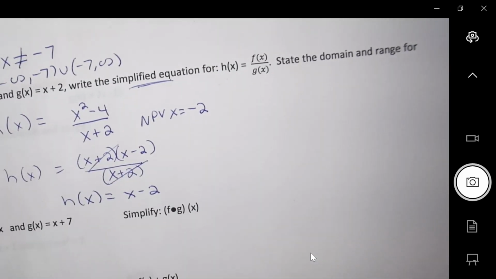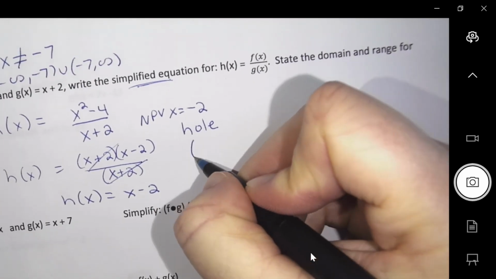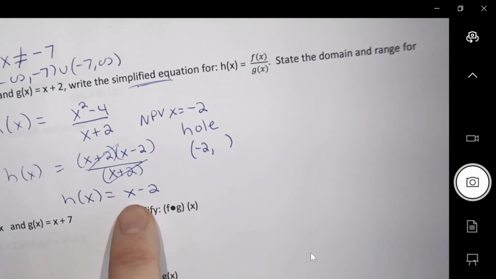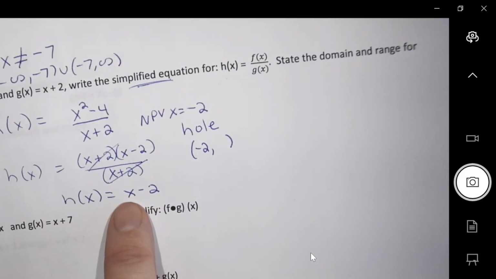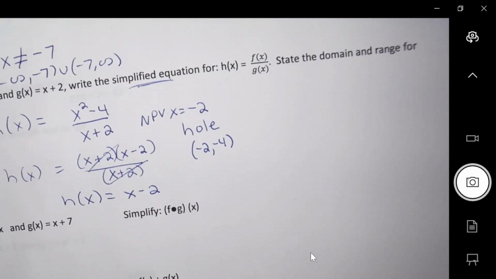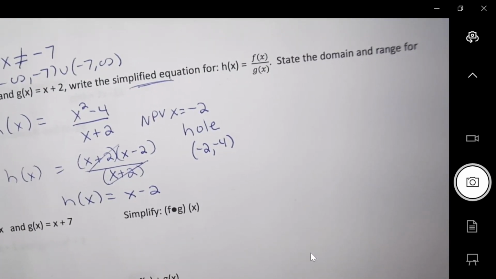What happens when you get a cancel? What does that create? An asymptote or a hole? There's going to be a hole. -2 comma, what is the hole? Now plug in -2 here. What do you get? -2 subtract 2 would be -4. So there is a hole in the graph at that spot.